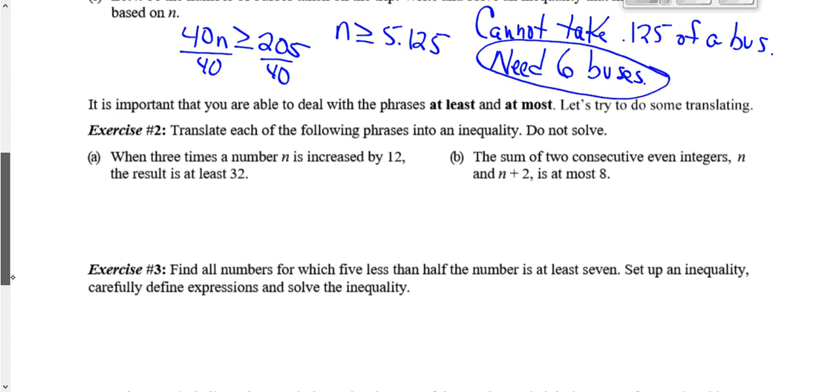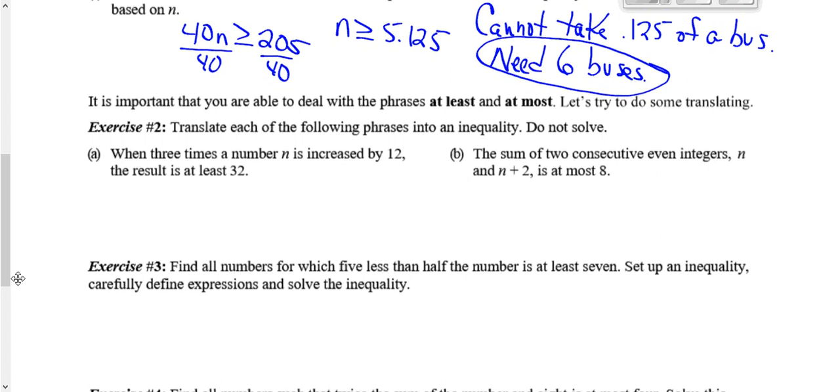All right, exercise 2. They want us to translate each of the following to an inequality. This is do not solve, okay? So part A, when 3 times a number n, so we've got an n, 3n, is increased by 12. Plus 12. So 3n plus 12, right? The result is at least 32.